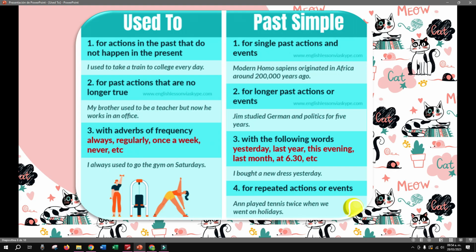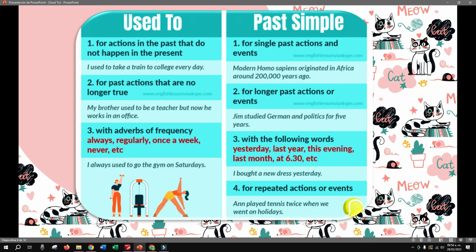Finished that action, right? Yes, so that way for longer past actions and events, but they have already finished. With the following words, also yesterday, last year, this evening, last month, at 6:30, ago, etc. We know that we use the simple past. I bought a new dress yesterday. That is a finished action, right? So when we have those words, we know that we're going to use the simple past only, right?